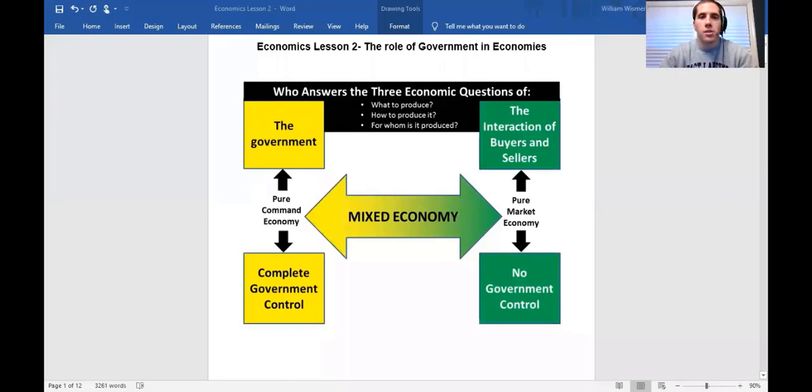So, what you need today: a pen or a pencil, as well as your handout, which looks like this. Economics Lesson 2, the role of government in economies. If you don't have a handout or are unable to print one out, please just grab a couple blank pieces of paper and I'll give you guys time to copy down what is on the screen. So let's get after it.